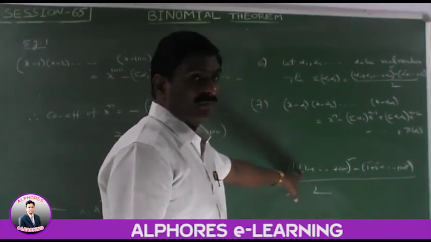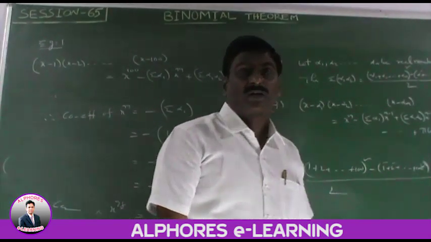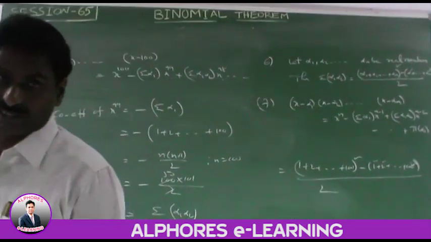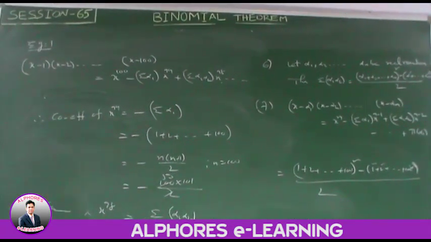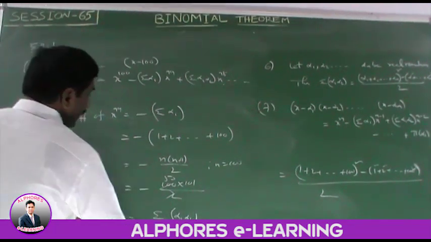Here, sigma n is n into n plus 1 by 2, n is equal to 100. Sigma n square, what is the formula? n into n plus 1 into 2n plus 1 by 6. By using those properties, we find the coefficients. Next, please note this value.